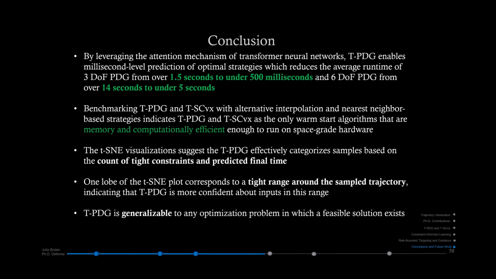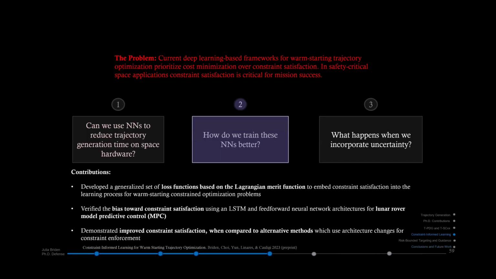And then we also use t-SNE to get a little bit of explainability on how our embedding space is classifying each of our samples, including which samples are denoted in distribution or out of distribution by the network. And furthermore, T-PDG is generalizable, so it can be applied to any optimization problem in which a feasible solution exists.